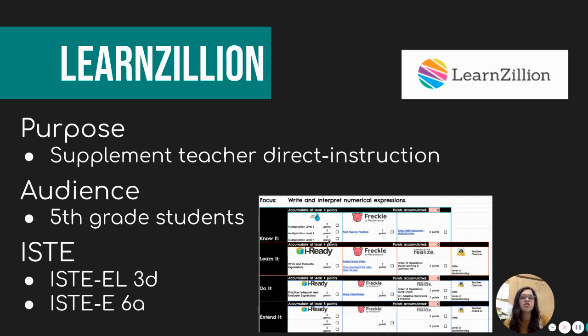With my direct instruction, this is an example of a playlist that I would have students work through to focus on the skill of writing and interpreting numerical expressions. You'll see that all of these icons here are different platforms that I use. However, I'm using a lot of the same platforms repeatedly, which is okay for some consistency. However, if a student does not learn very well with this specific platform, I really want to offer other opportunities or different choices for them that might be more beneficial in a way that a concept's explained. That's really what LearnZillion is supposed to be achieving by supplementing my teacher-directed instruction.